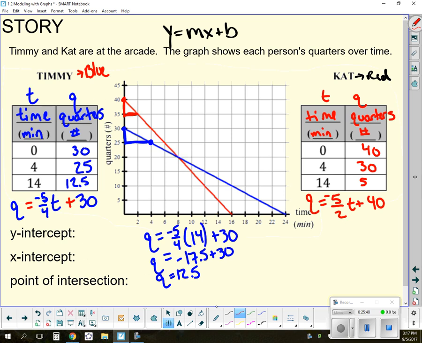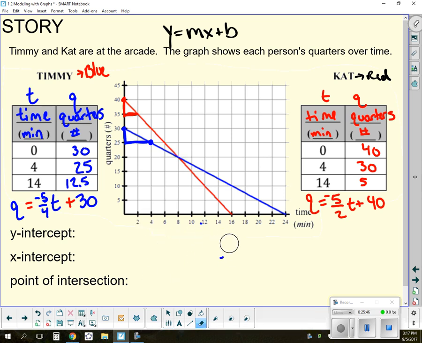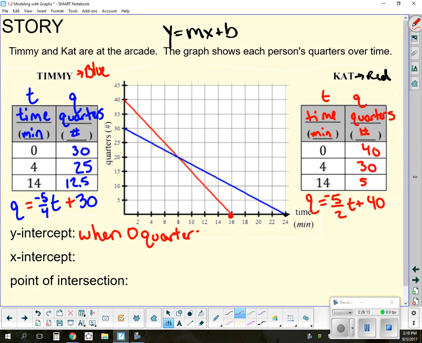In this problem, what does the x-intercept represent? The x-intercept for each graph is where it crosses the x-axis. That happens, whoops, right here and right here. And what would that represent in this situation? It would represent when there are, when 0, whoops, not tokens, we're working with quarters, when 0 quarters are left. So when they ran out of quarters. That's your x-intercept.